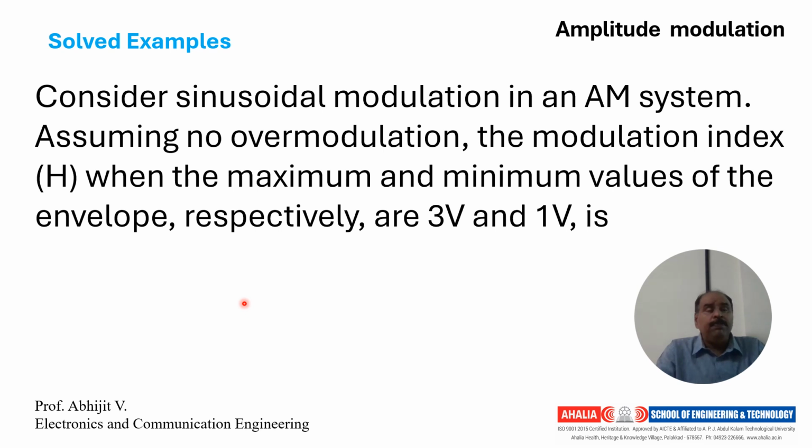Another problem. Consider a sinusoidal modulation in an AM system. Assuming no overmodulation, what is the modulation index when the maximum and minimum values of the envelope are respectively 3 and 1? In this problem, Vmax is given as 3 volts and Vmin is given as 1 volt. You are asked to find out the modulation index.